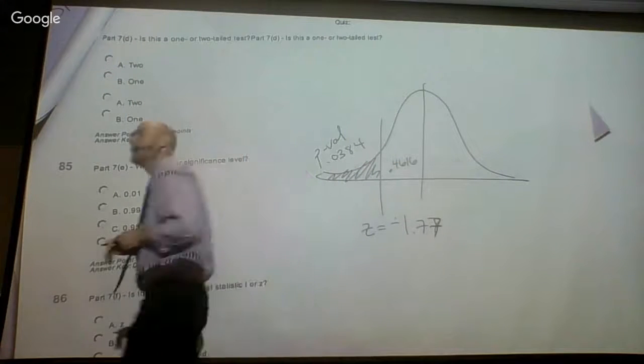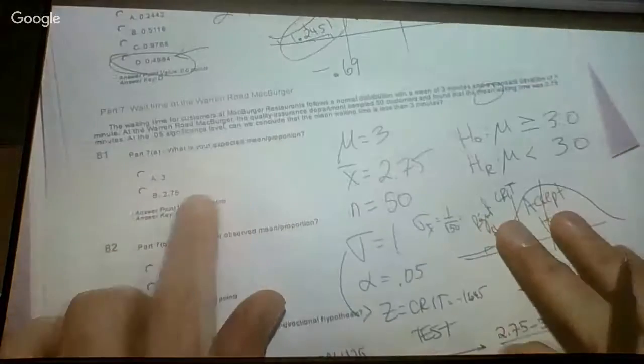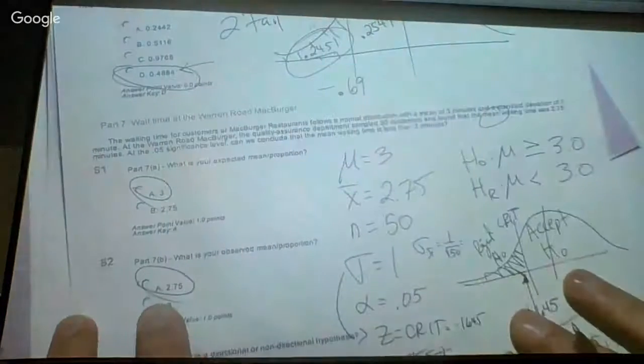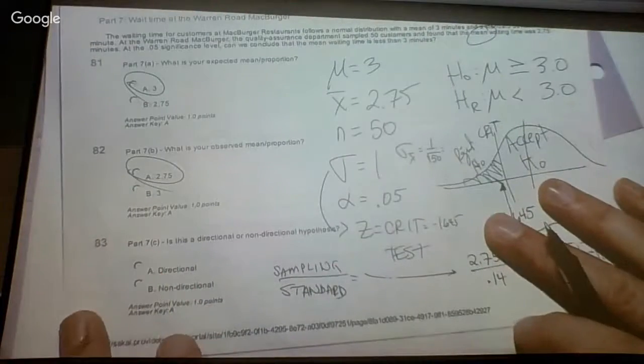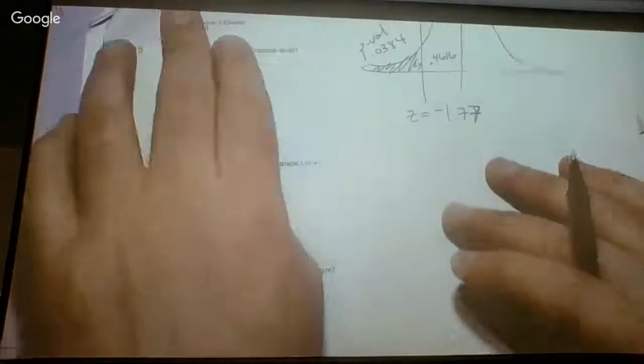All right, run it out. What is the expected value? 3. That's what they told me. What did I observe? 2.75. Is this a directional or non-directional hypothesis? It's a directional hypothesis. It's directional because I have the word less.